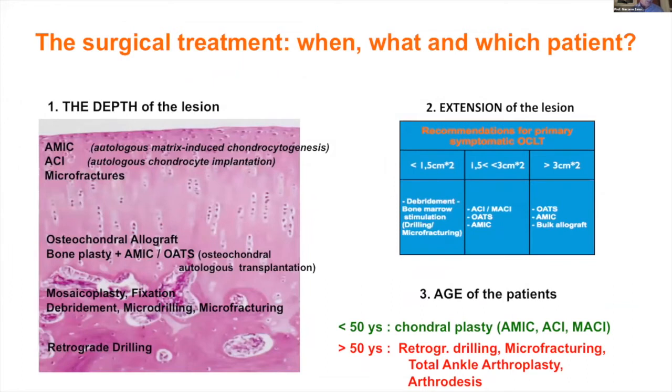So, which may be the strategy of surgical treatment? Because it depends on the depth of the lesion, because we can consider AMIC, ACI, autologous chondrocyte implantation, or microfracture in order of the depth of the lesion. But we have to understand even the extension of the lesion, because it depends how big is the lesion to have the correct treatment, and the age of the patient is very important, because the patient is quite young, and we will see we can use the AMIC as in this paper and the next one.